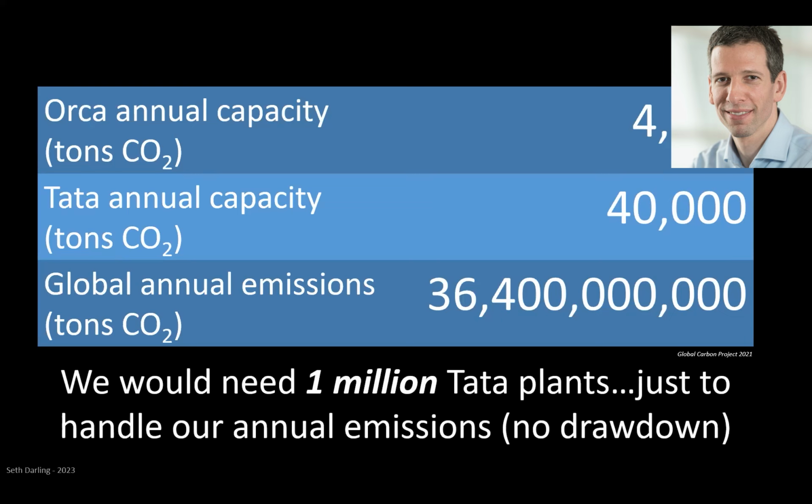We would need about 1 million copies of the largest carbon capture plant in the world today just to offset what we're emitting. That's not even drawing down the carbon dioxide that's already there. So that's a pretty tall order. Again, though, something we will ultimately have to do.